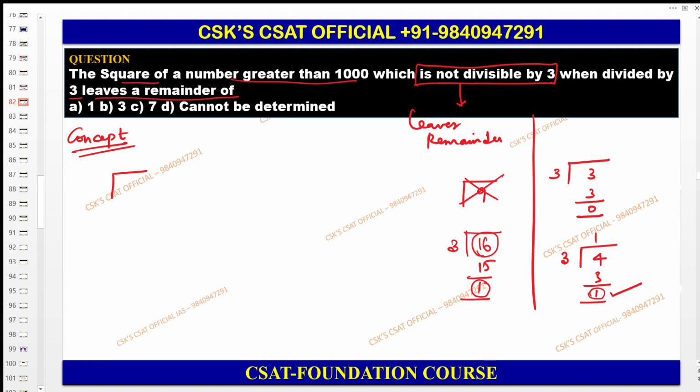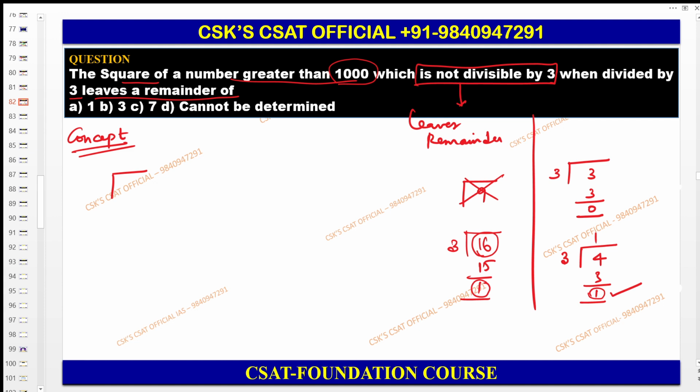It leaves you remainder 1. Only in one case. Yes, listen very carefully. Yes, 1 only. Whatever be the number, whether it is greater than 1000 or lesser than 1000, whatever be the thing, you need to learn the concept.